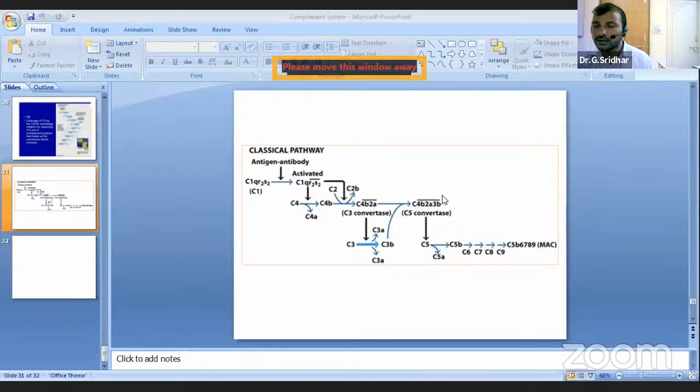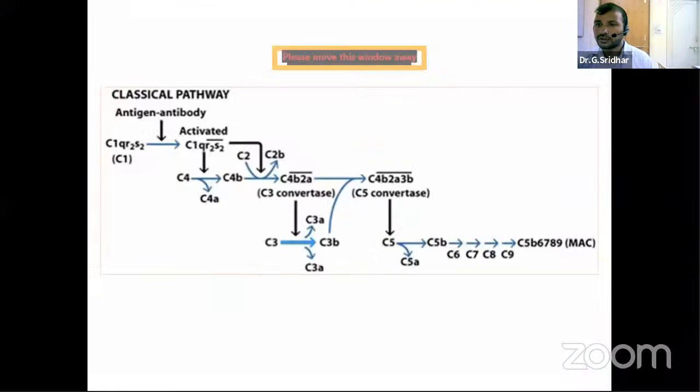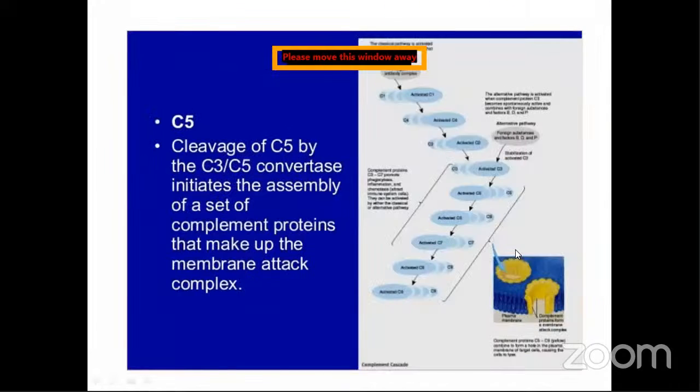Now this activated complex will work as a C5 convertase. That means this complex will work as an enzyme, and this enzyme we call C5 convertase. Now this C5 convertase is able to activate the C5 protein. In the presence of C5 convertase, C5 splits into C5b and C5a. Once C5b is formed in the classical pathway, obviously it's just like a cascade. It will go and activate the C6, C7, C8, C9 and form a membrane attacking complex.